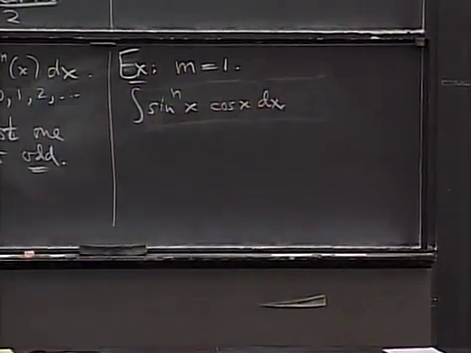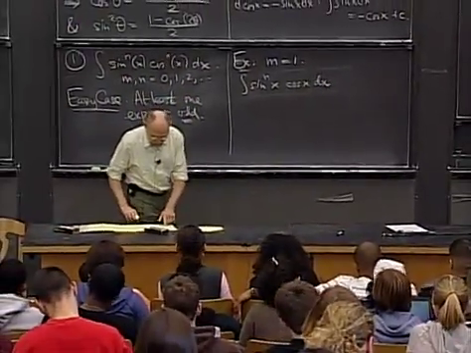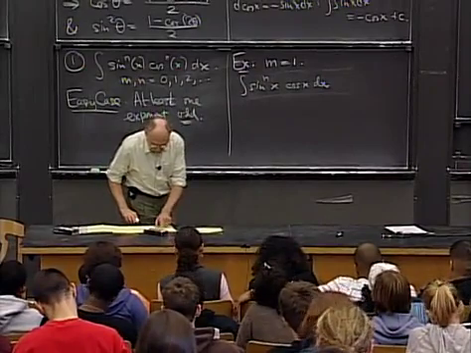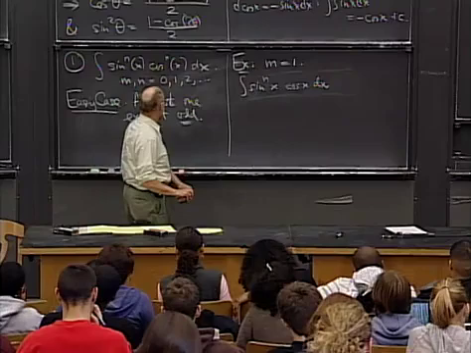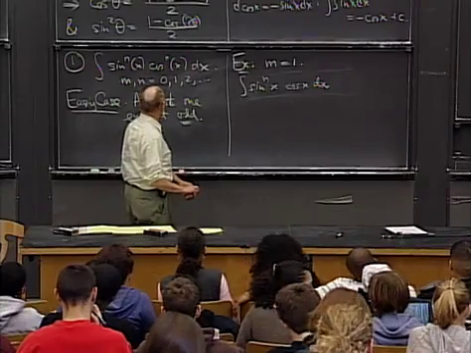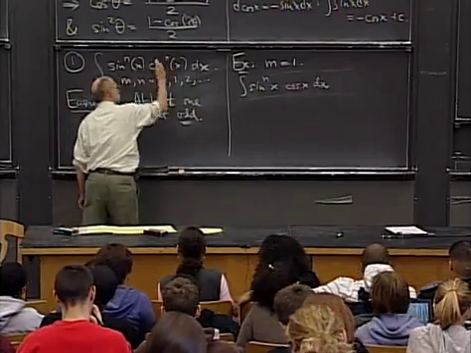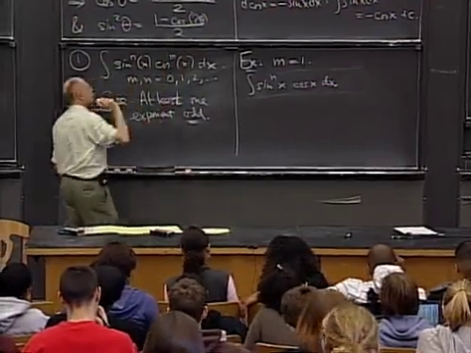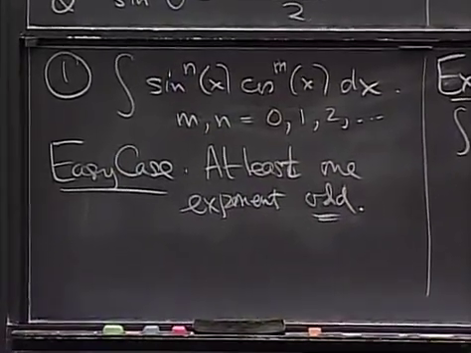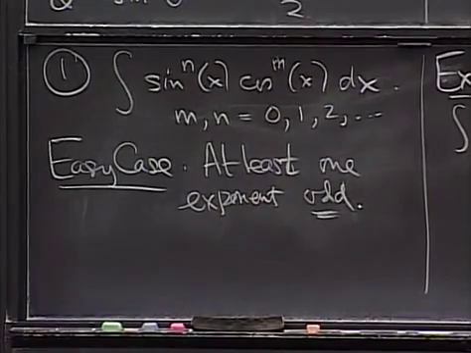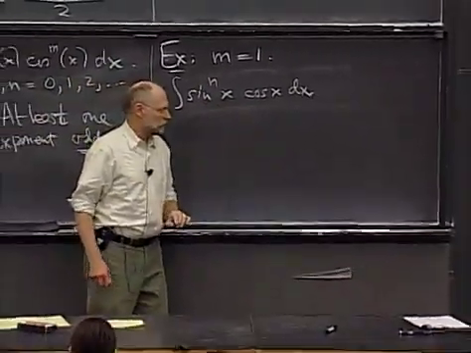I could do that one. Let's see if that's what I want to take. Yeah. My confusion is that I meant to have this a different power. You were thinking that. So let's do this case when m is 1. So the integral I'm trying to do is any power of the sine times the cosine.